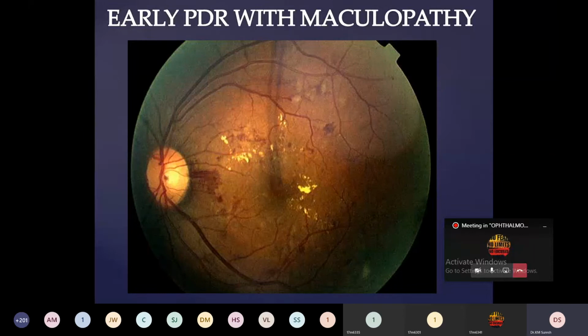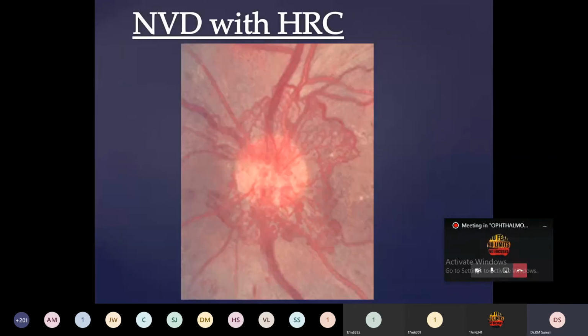You can see around the macula there are exudates, not exactly in the fovea, but temporal to the macula. So this is the case. Even though we study PDR and maculopathy separately and NPDR separately, all these things can coexist. It is not that only NPDR will be there, or only PDR will be there. So there can be PDR with maculopathy. Coexistence of these morbidities can definitely be there.